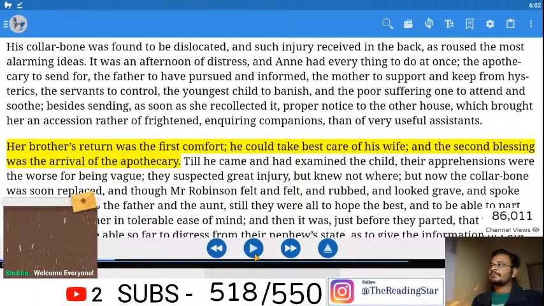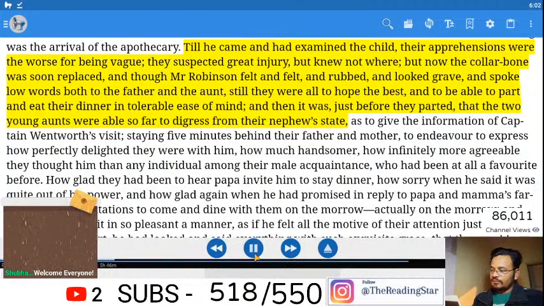Her brother's return was the first comfort; he could take best care of his wife, and the second blessing was the arrival of the apothecary. Till he came and had examined the child, their apprehensions were the worse for being vague. They suspected great injury, but knew not where. But now the collar bone was soon replaced, and though Mr. Robinson felt, and rubbed, and looked grave, and spoke low words both to the father and the aunt, still they were all to hope the best, and to be able to part and eat their dinner in tolerable ease of mind.